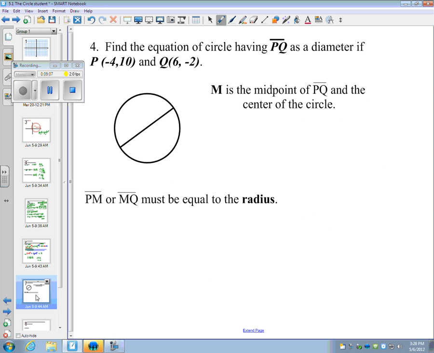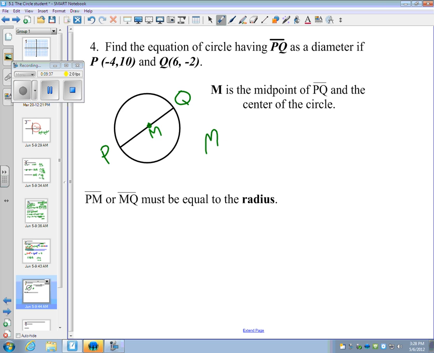Okay, now it says find the equation of a circle having PQ as its diameter, and it gives us the coordinates of P and the coordinates of Q. Okay, so let me flip my page here. Couple things we need to know. Here we have P, we have Q, and we have M as the midpoint. And there is a midpoint formula that is on your formula sheet you need to look for.